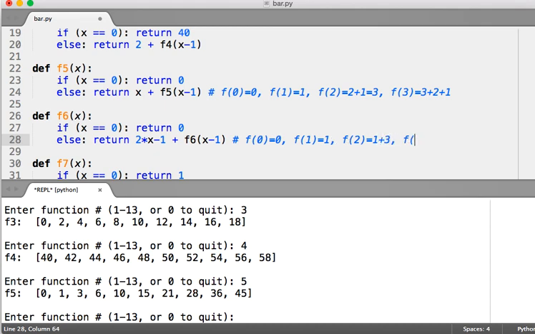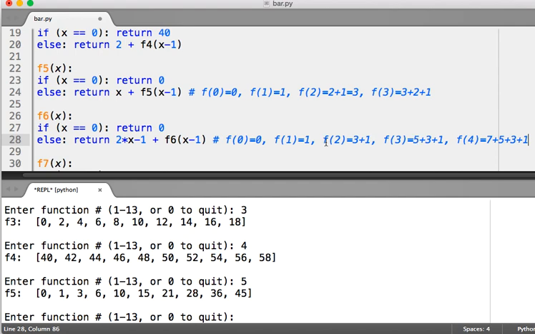F of 3 is 6 minus 1 is 5 plus f of 2, so let's write this one this way: 5 plus 3 plus 1. And it looks like it's the sum of the odd numbers increasing, which is true. Actually, f of 4 is 7 plus 5 plus 3 plus 1.